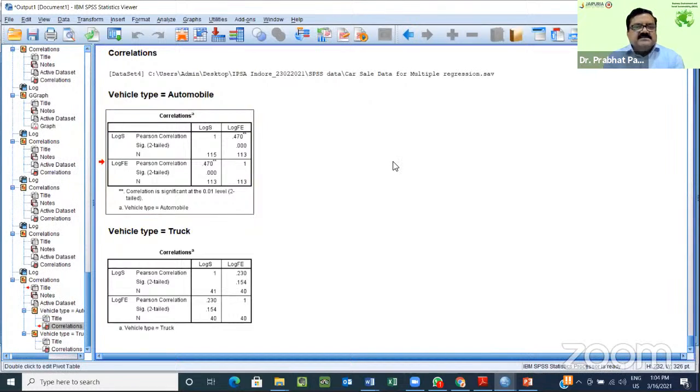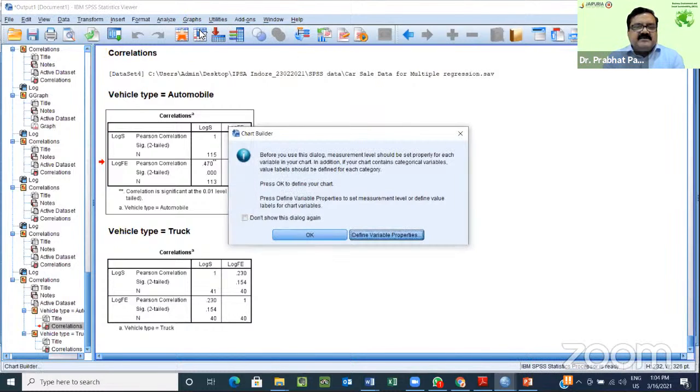So here you see, this is the automobile section, vehicle type automobile. Here you see the correlation is 0.470 and significant, 0.000. And then if you look at the truck section, in the truck section, the correlation is 0.230, which is insignificant. This means now this is the right picture, because it says that when you buy as an individual consumer for your household use, you buy an automobile, you care for environment or you care for efficiency, but the truck drivers or the other segment is not that much caring for this. And the market is sharply divided.